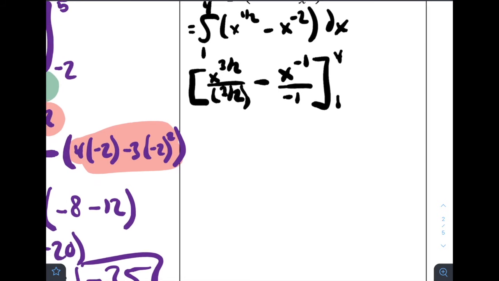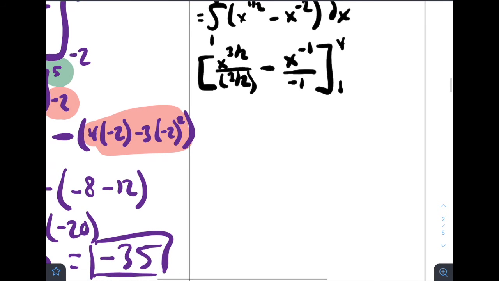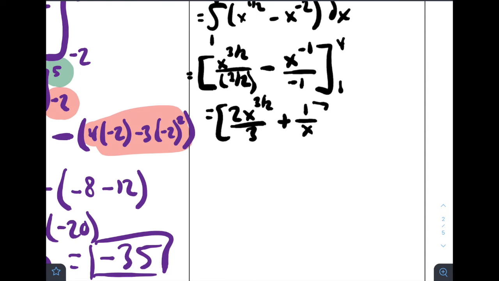I'm going to simplify this before we plug in those limits of integration. So this is going to be equal to, since we're dividing by a fraction, we're going to multiply by its reciprocal. That is going to give us 2x to the 3 over 2 divided by 3. And then we've got a minus, so that becomes a plus, and then that x is in the denominator, so 1 over x from 4 to 1 here.